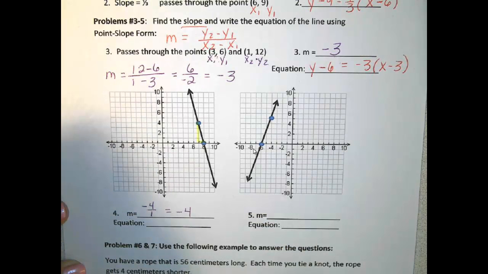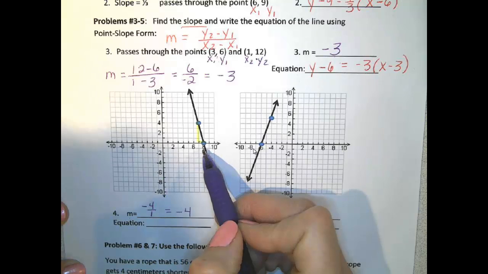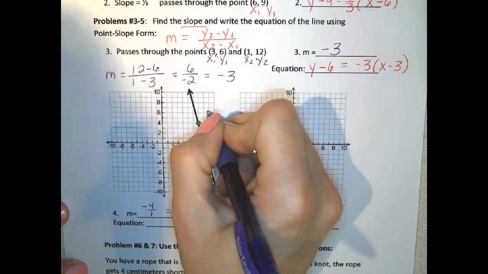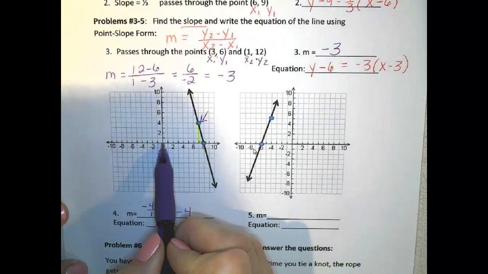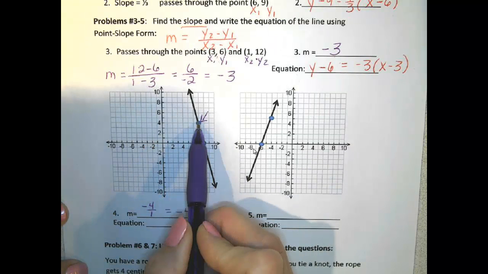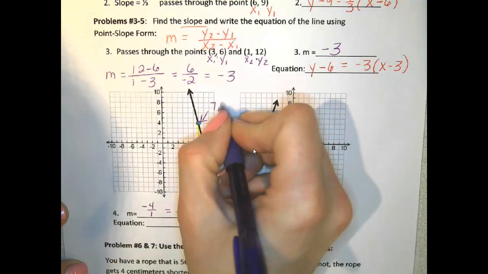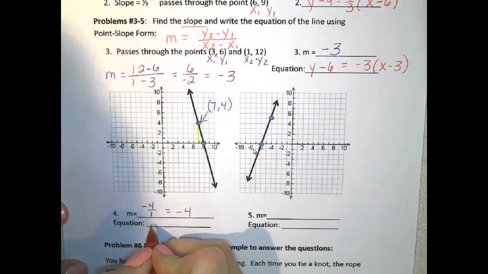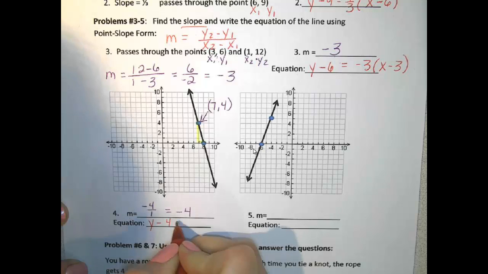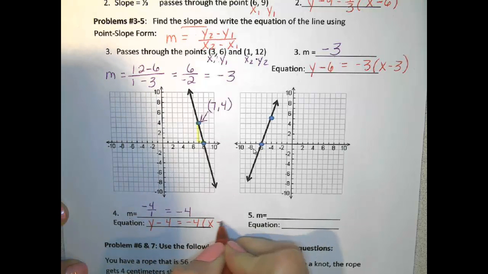I then need to use a point to write the equation. You can use either point, so there are really two correct equations. I'm going to do an example using just this one. So this point here is the point (7, 4). My x is 7, my y is 4. So when I plug this into the formula, I get y minus 4 equals negative 4 times x minus 7.